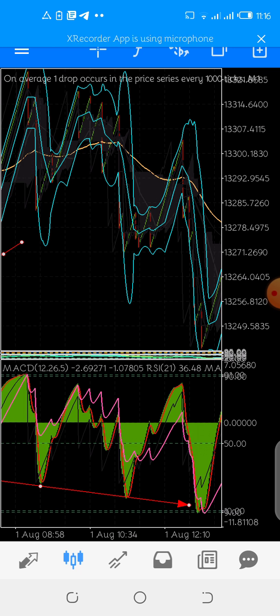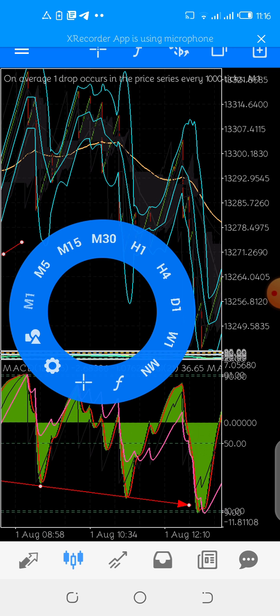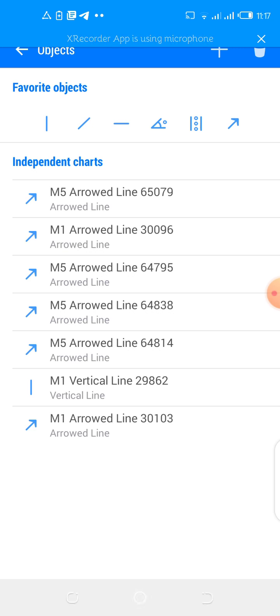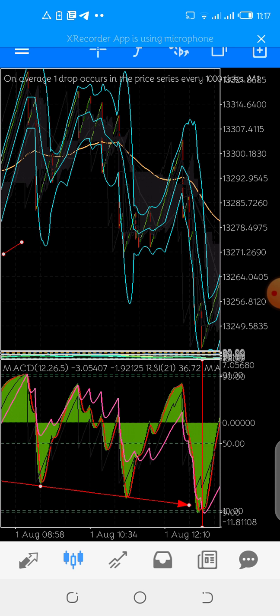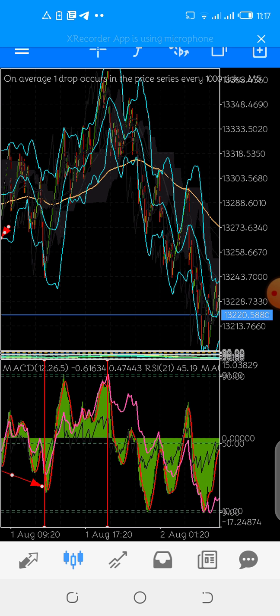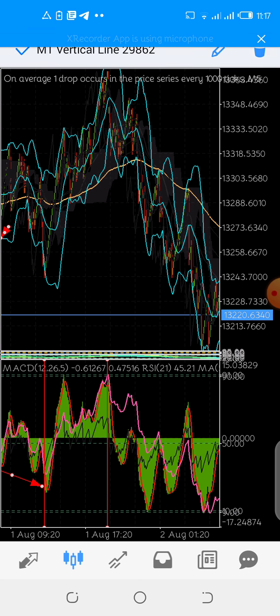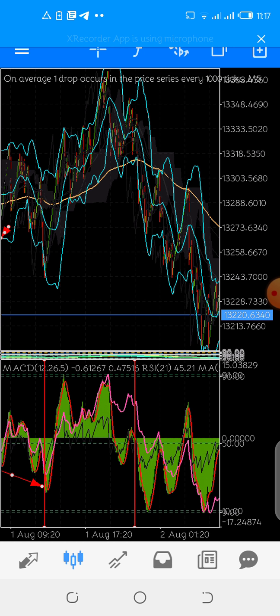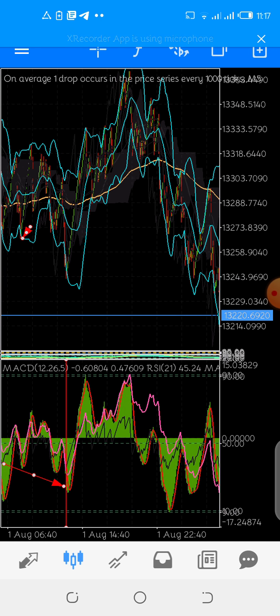Okay, so when you find such a place, you draw a line to that exact place, and then go to the 5 minutes time frame. You see, sorry, this first line was not, it was a previous signal. So then you come to the 5 minutes timeline and see if it is touching.